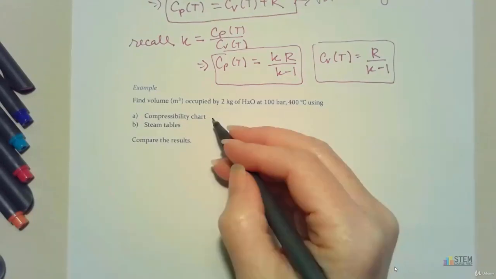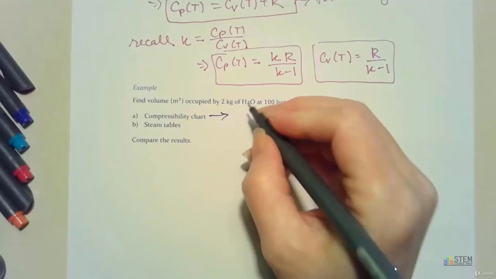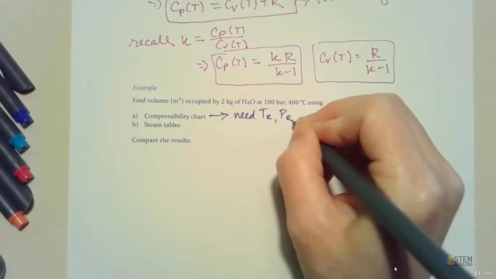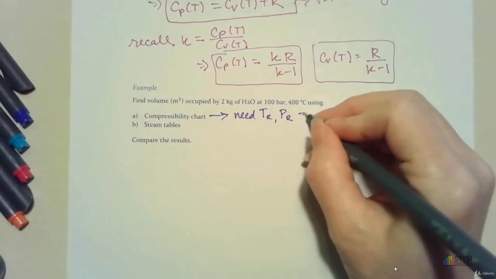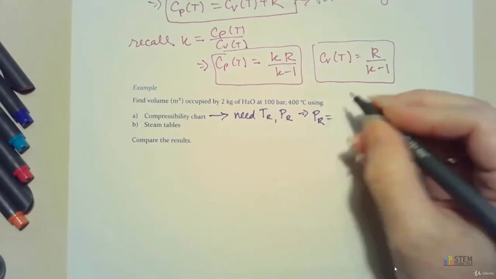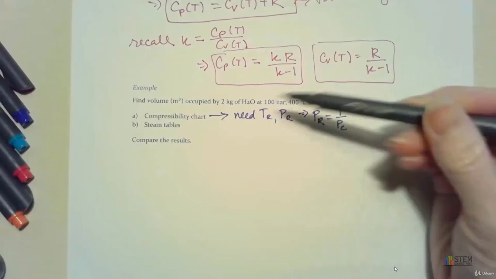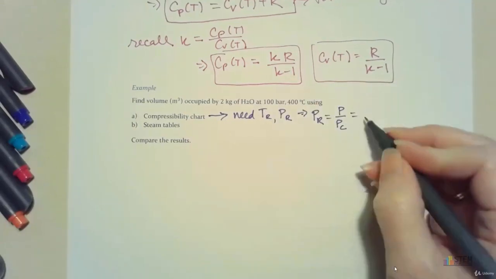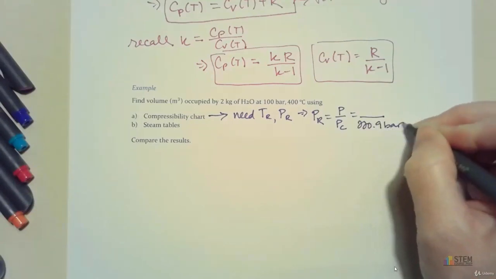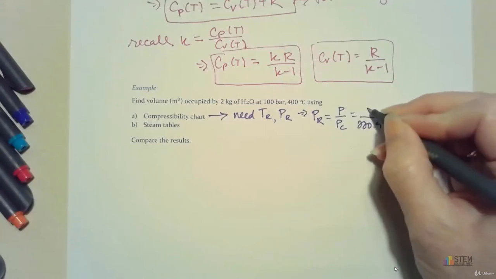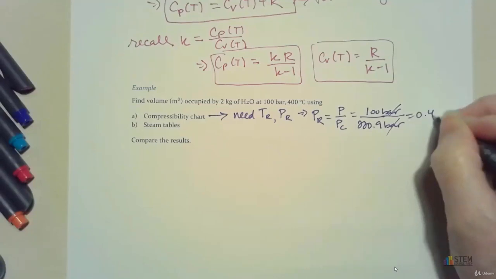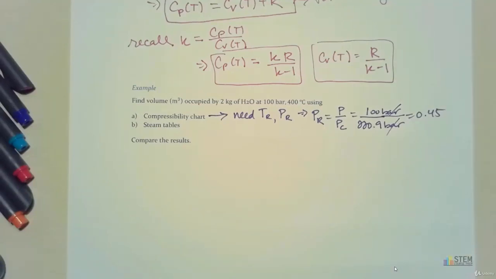Now, to use the compressibility chart, let's start with this. We need to get the reduced temperature and the reduced pressure. Let's find those. So reduced pressure is going to be P over PC. For water, you look up the value for the critical pressure in the table. You get 220.9 bar. Current pressure is 100 bar. Notice those units cancel. So we get 0.45 for our reduced pressure.